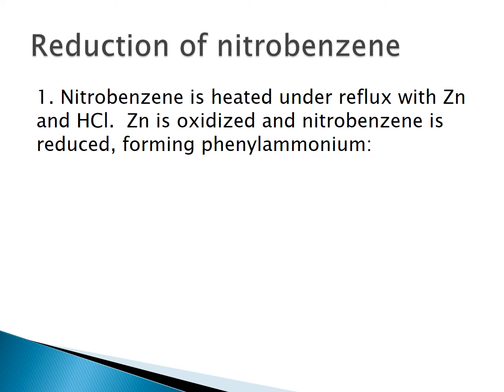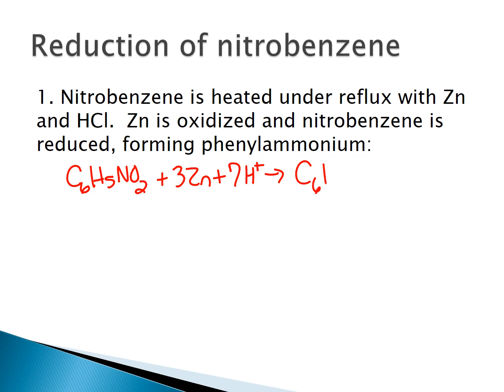So we can heat nitrobenzene under reflux with zinc and hydrochloric acid. The zinc is oxidized, the nitrobenzene is reduced, which forms something called phenylammonium. So I'm going to show this process first. And I'm just going to write it in symbols, and then I'll draw the structures. So this is the nitrobenzene that we generated through the electrophilic substitution, reacting with zinc and acid. And it forms phenylammonium.